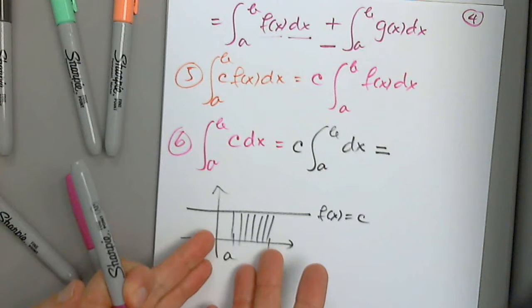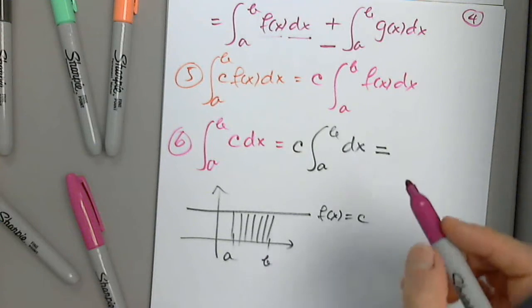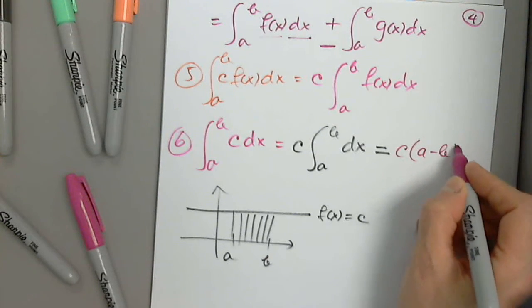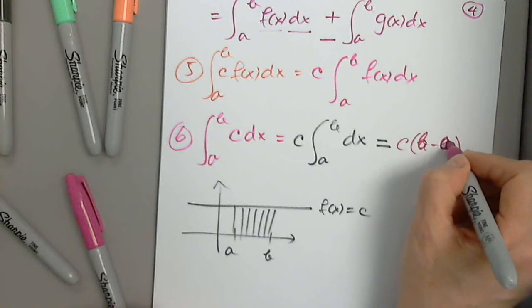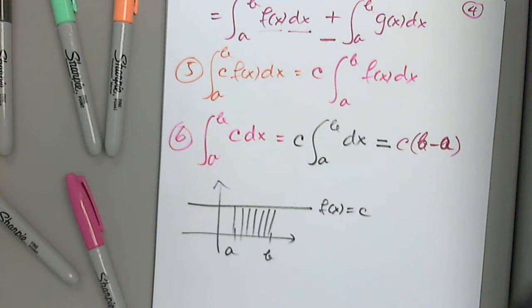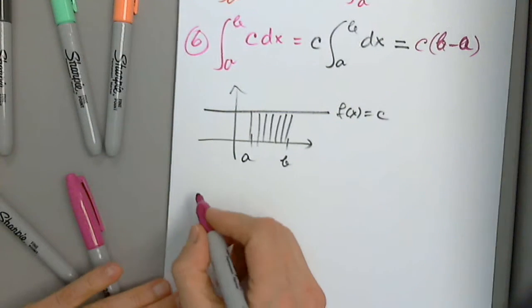Can anyone give us the area of this rectangle? C times a minus b. Of course, b minus a, I'm sorry. C times b minus a. Property number 7.